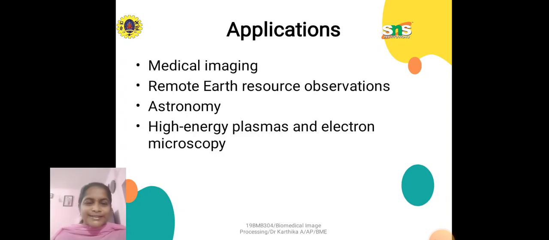And the applications of image processing: we have medical imaging, remote earth resource observations, astronomy, high energy plasmas and electron microscopy. We are all using image processing techniques.